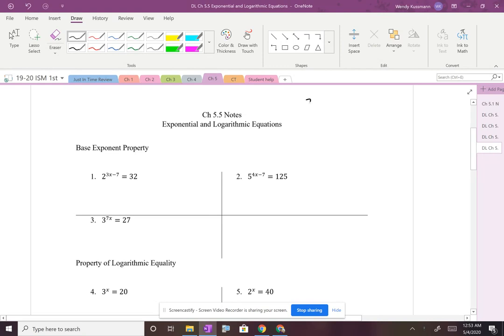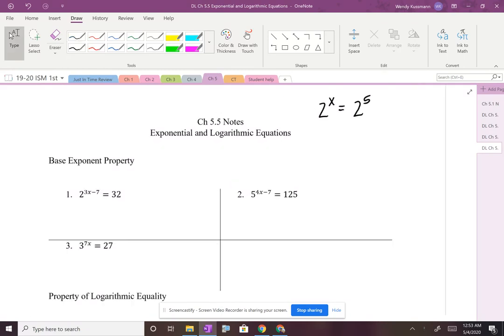For example, if you have something like this, 2 to the x equals 2 to the fifth, what must x be? Well, very obviously to you, x must equal 5, right? So that is the premise of what we're about to do.